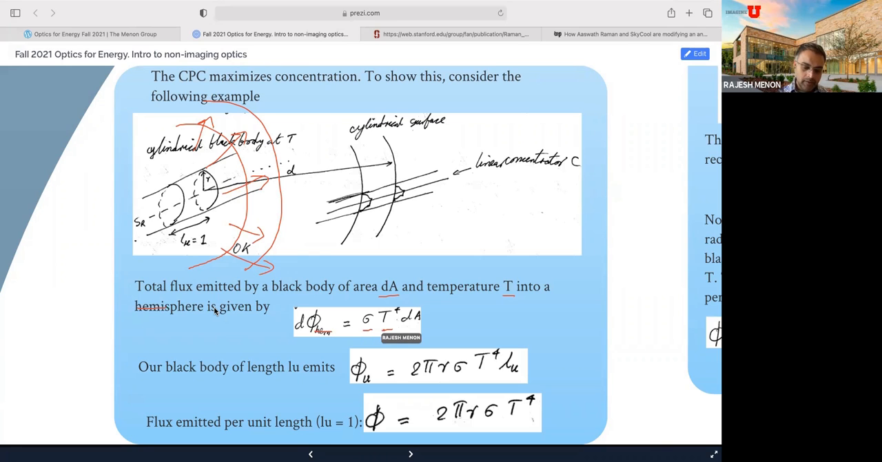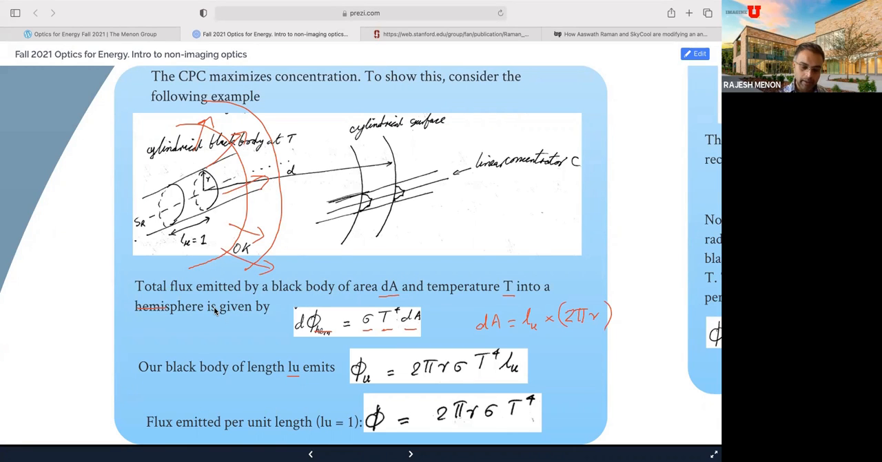Sigma T raised to 4 times its area. Now, sigma is the Stefan-Boltzmann constant. We know that. T is the temperature, and dA is the area of interest of the surface. Now we can plug in, if we assume a black body of length LU, it emits, we can calculate the area dA. dA is the surface area, simply the LU, which is the length of the cylinder, multiplied by the circumference of the cylinder, 2 pi r. So that gives me the total area of emission from the cylinder.